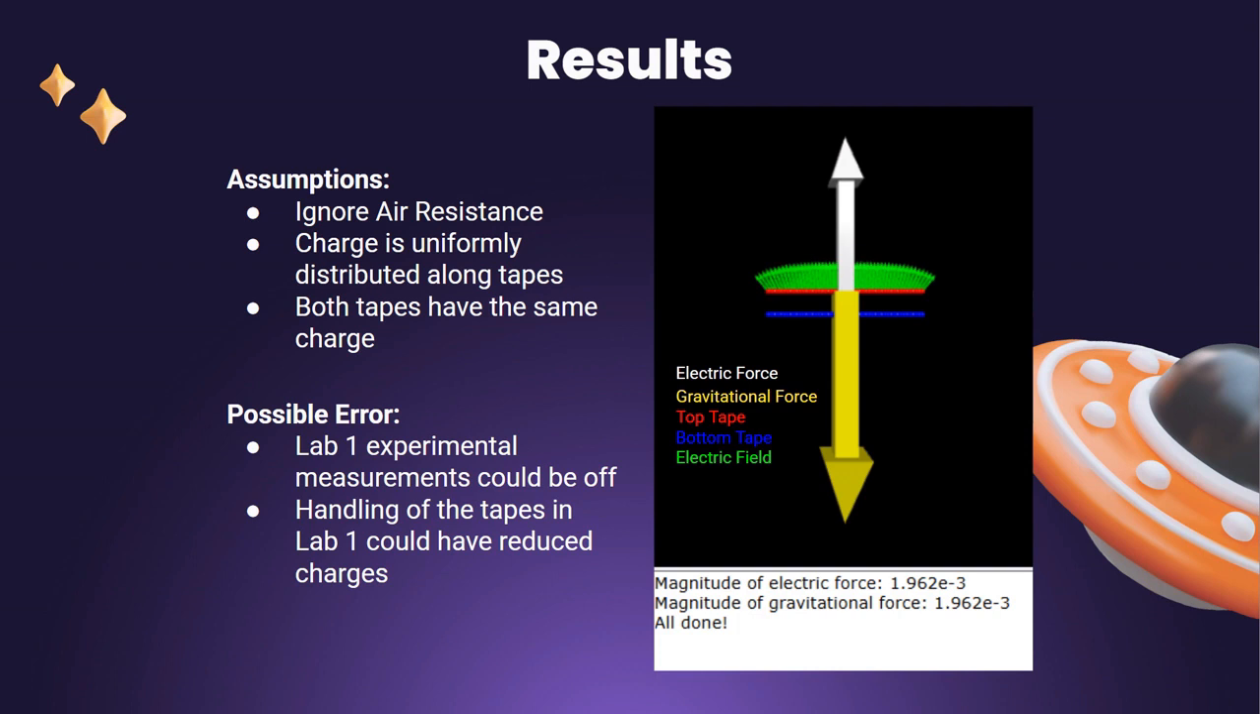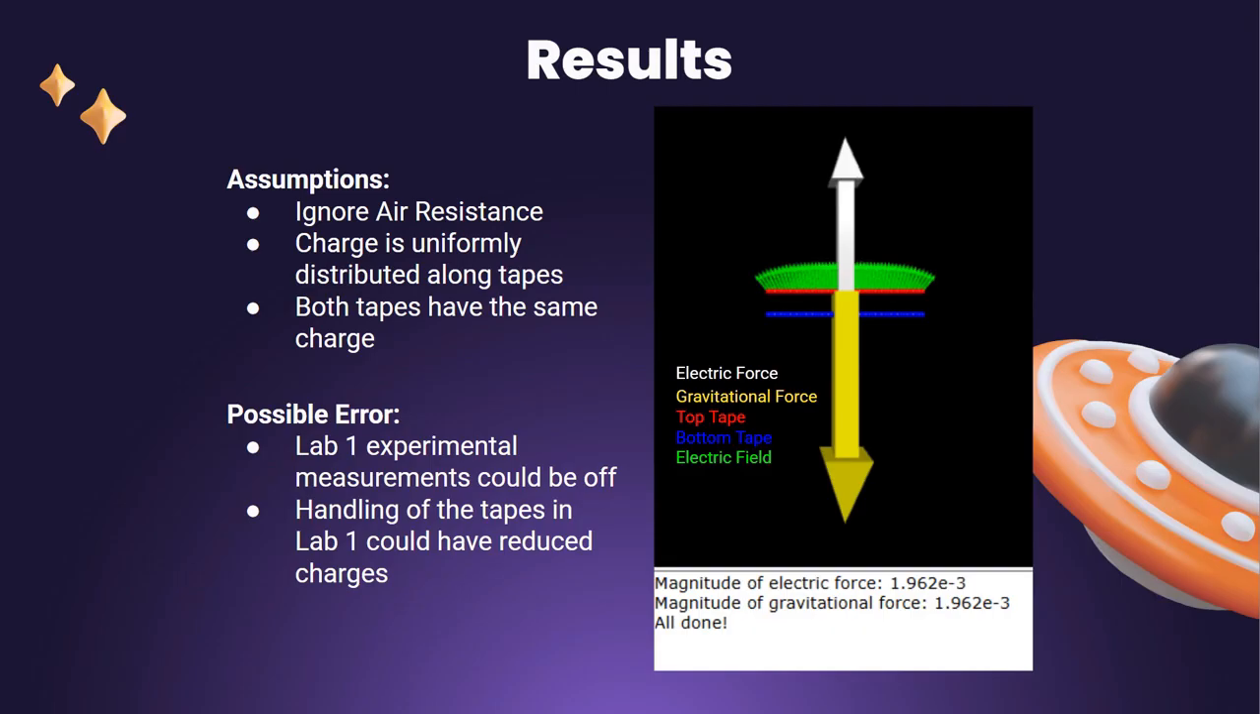So we found the magnitude of the electric force to be 1.962 e to the negative 3, and the magnitude of the gravitational force being the same, which makes sense because the tape is floating motionlessly. We had to make some assumptions in this lab. These are pretty basic. We ignored air resistance. We said that the charge is uniformly distributed and that both tapes have the same charge.